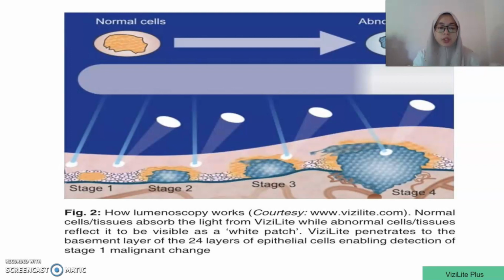Here, the picture shows how luminoscopy works. Normal cells or tissue, which are at stage 1, will absorb the light, thus they appear dark. Meanwhile, the abnormal cells or tissue will reflect the light at stages 2, 3, and 4, and thus appear as a white patch, known as aceto-white.